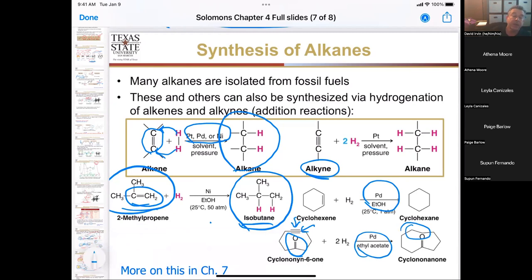Notice in all these systems, we have a metal catalyst, platinum, palladium, or nickel, and we have hydrogen. We have to activate the hydrogen, we have to activate the double bond to make it react. Okay, we're going to do more of this in chapter 7.